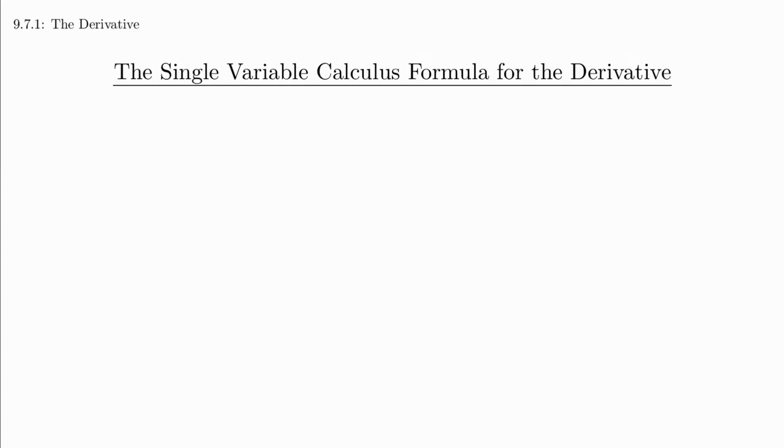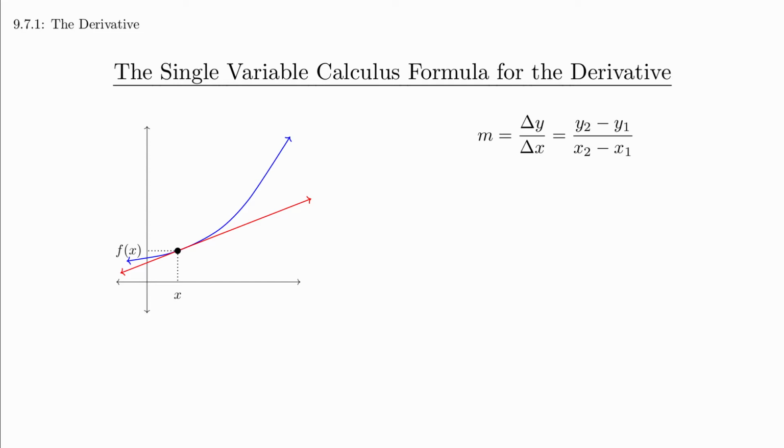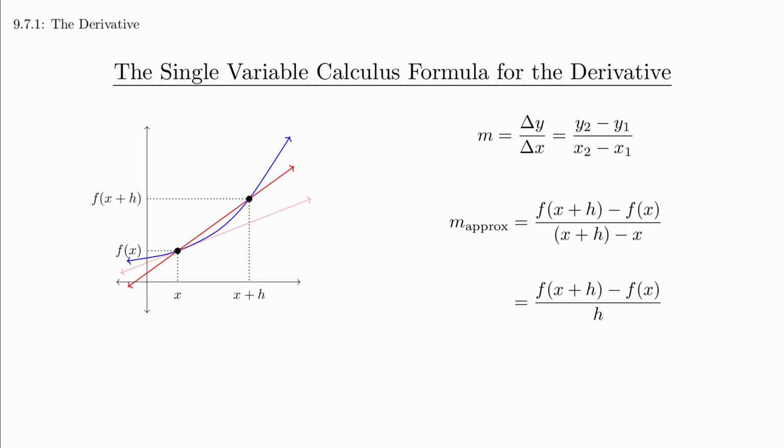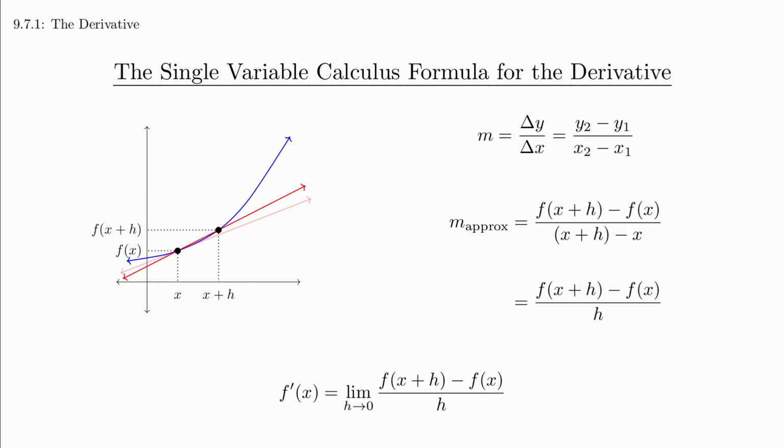Let's do a quick review of the derivative from single variable calculus. The goal is to find the slope of the tangent line to a curve at a specific point. The problem is that we need 2 points to apply the slope formula, and this only gives us 1. So we get at it by taking a second point on the curve and using that as an approximation to the tangent, then bring those points closer and closer together. We called that process a limit, and that's what gave us the formula for the derivative of a function.